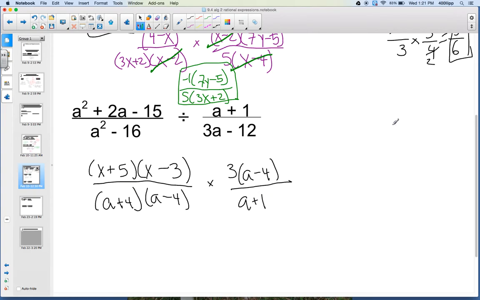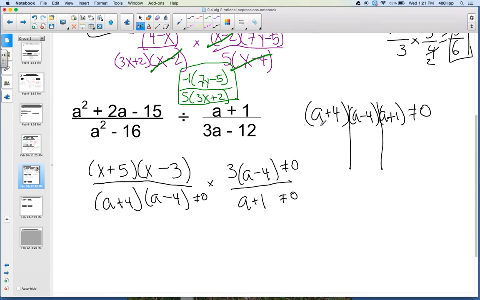So, taking the restrictions, I know that I cannot have a plus 4 times a minus 4. This one cannot be 0, I know this one cannot be 0, and I know this one cannot be 0. So a minus 4 is already written, so I don't have to rewrite it. But I do need to put in a plus 1. All of those cannot be 0. I solve all of these. a cannot be negative 4.